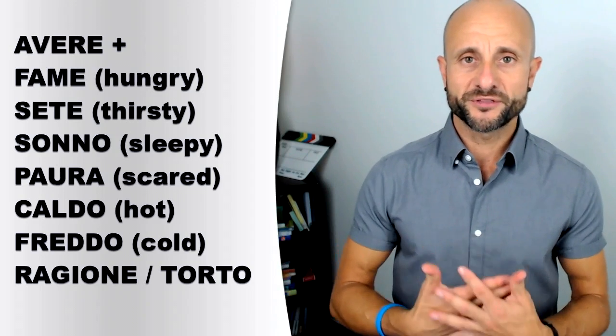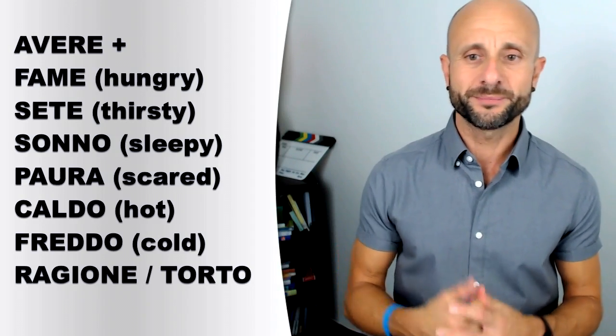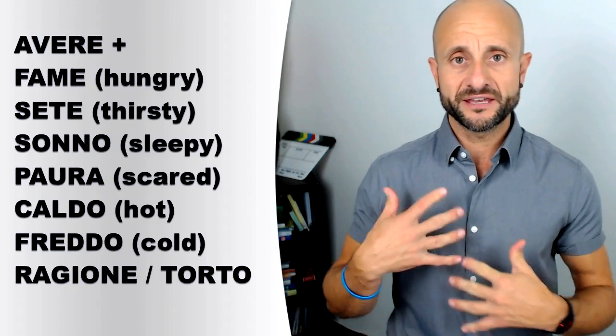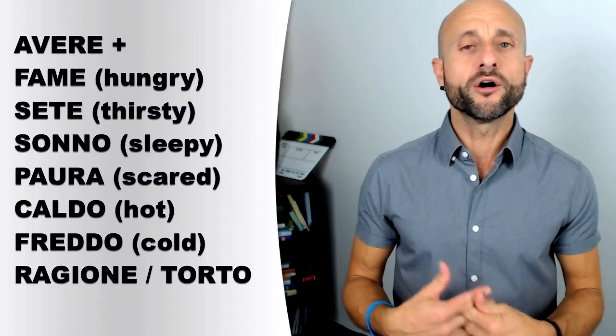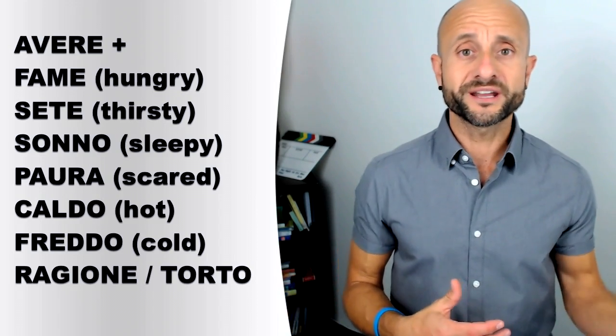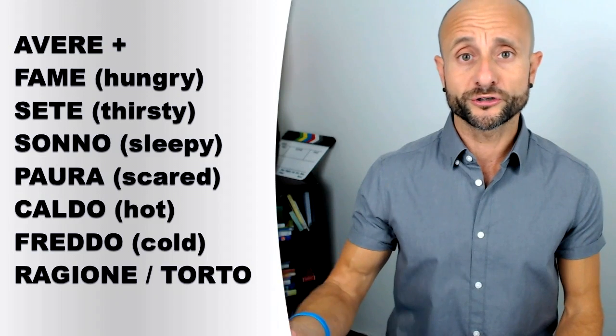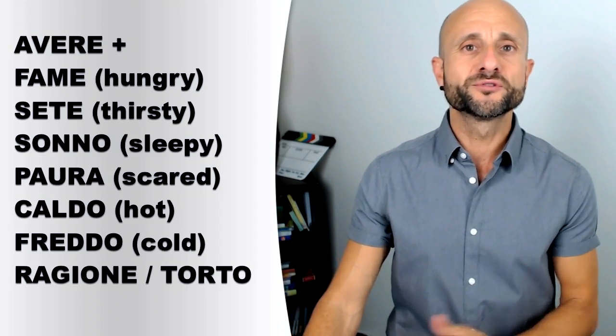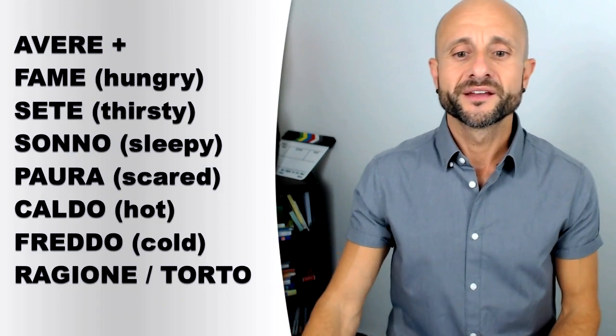Ho sete, I'm thirsty. Ho sonno, I'm sleepy. Ho paura, I'm scared. Ho caldo, as in I feel hot. E ho freddo, I am cold or I feel cold. And ho ragione, I am right. E ho torto, I am wrong. So in English we use the verb to be. In Italian we use the verb to have. That's how it is.